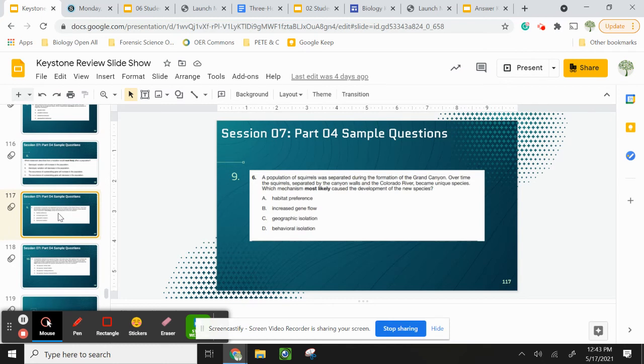Number 9, a population of squirrels was separated during the formation of the Grand Canyon. See, I wasn't just making that up. It's a true story. Over time, the squirrels separated by the Grand Canyon walls and the Colorado River became unique species. Which mechanism most likely caused the development of the new species? Habitat preference, increase in gene flow, geographic isolation, or behavioral isolation?